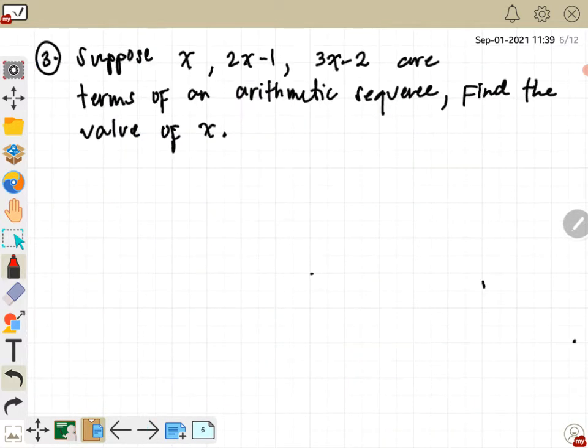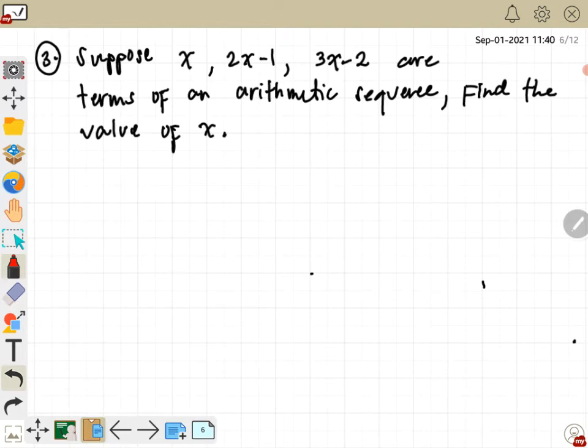So let's proceed with the next example. Number 3. Suppose x, 2x minus 1, 3x minus 2 are terms of an arithmetic sequence. Find the value of x. So what should be the value of x? In other words, what should be the value of x so that x, 2x minus 1 and 3x minus 2 will form an arithmetic sequence?